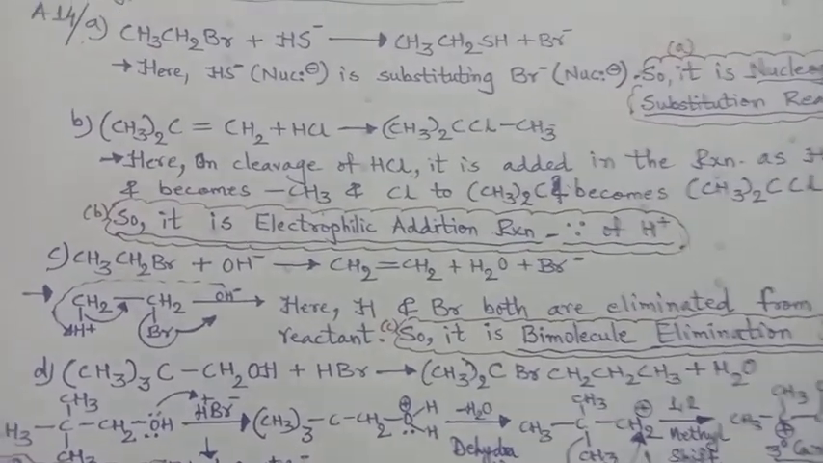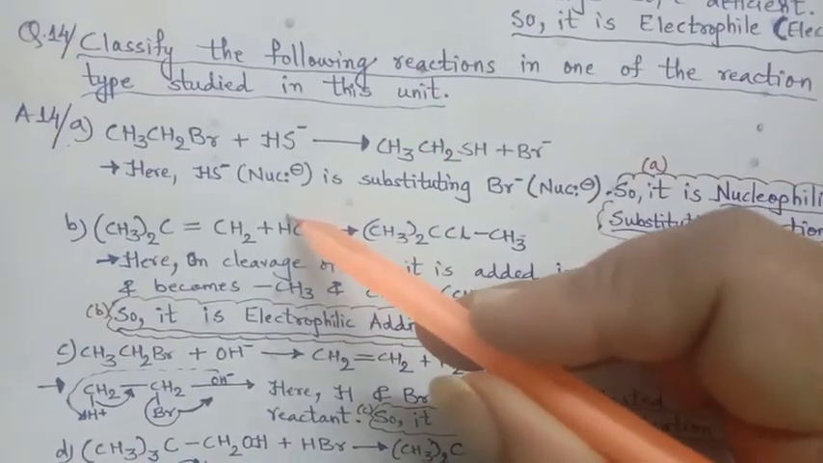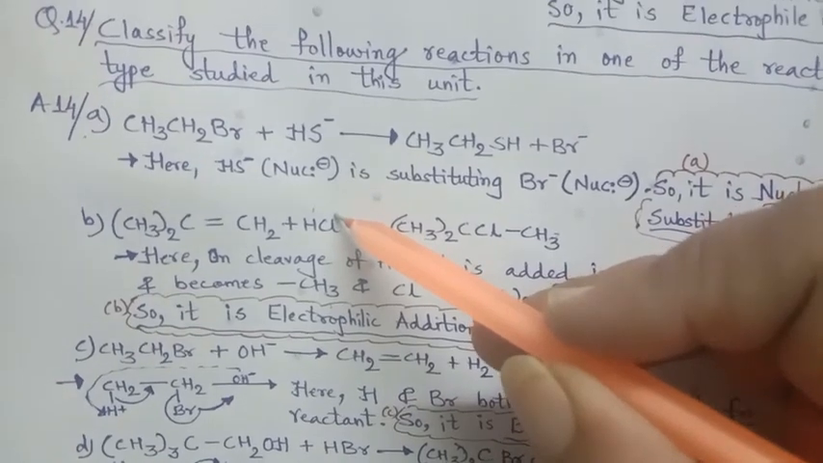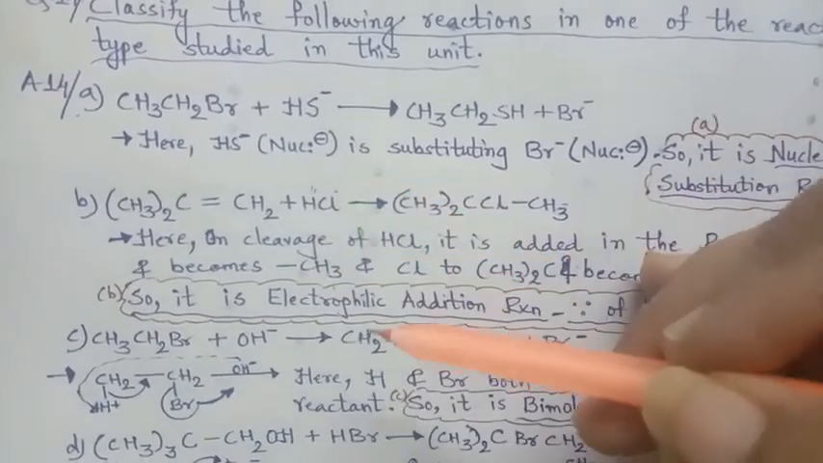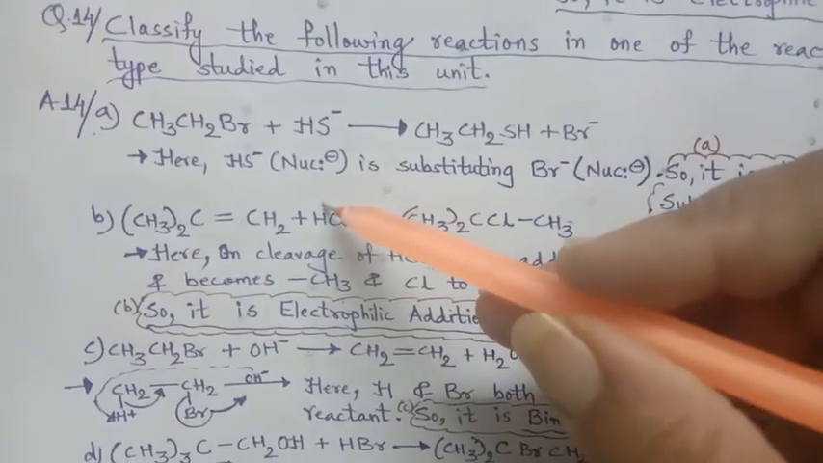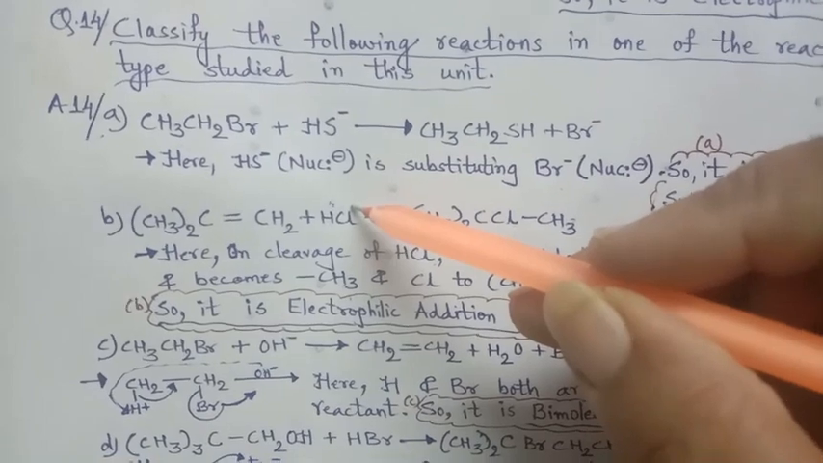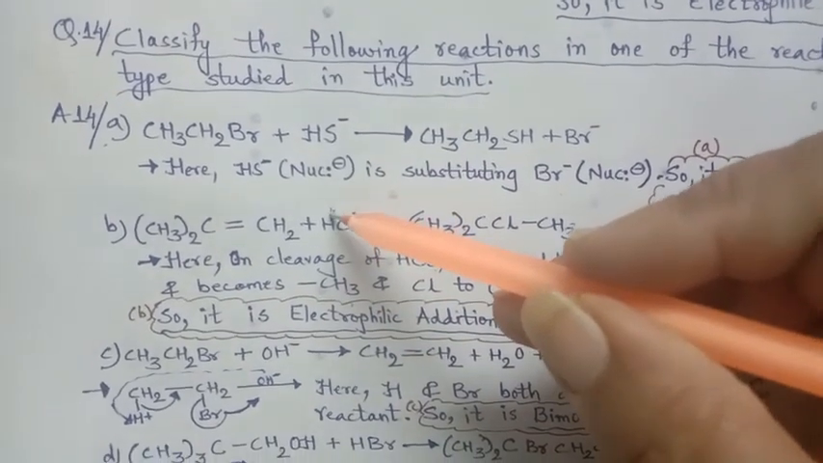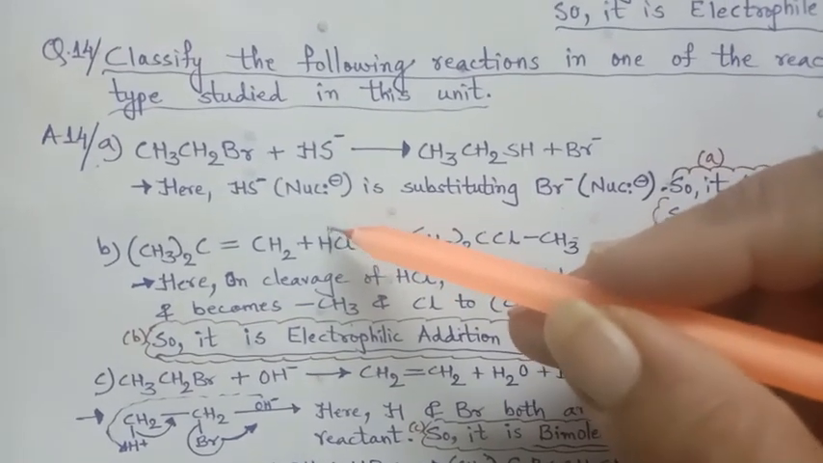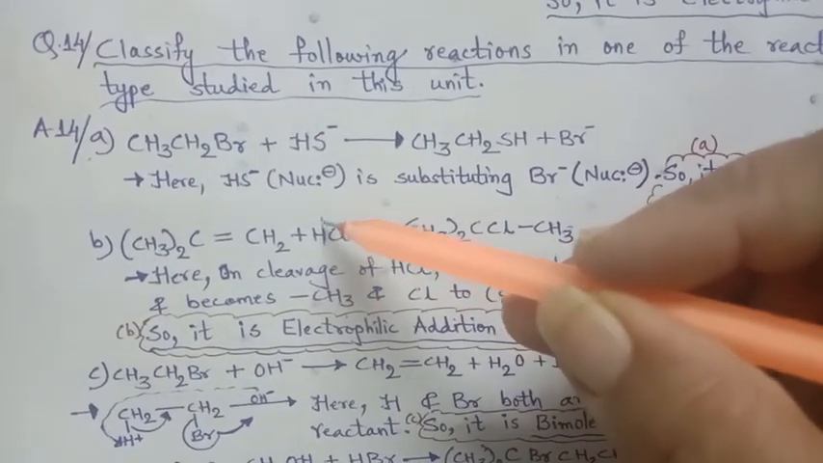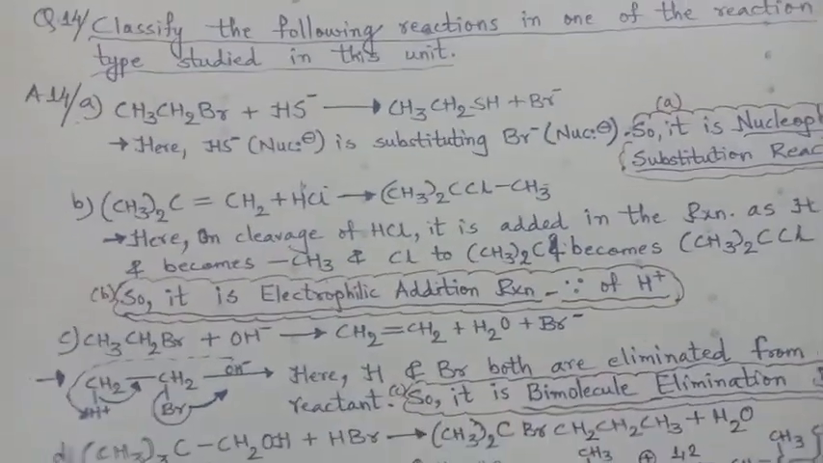Why is it an electrophilic addition reaction? Because when HCl cleaves, H plus and Cl minus are formed. H plus is a positive electrophile and Cl minus is a negative nucleophile, but H plus, being a member of the acidic family, is given more preference. So it is an electrophilic addition reaction.